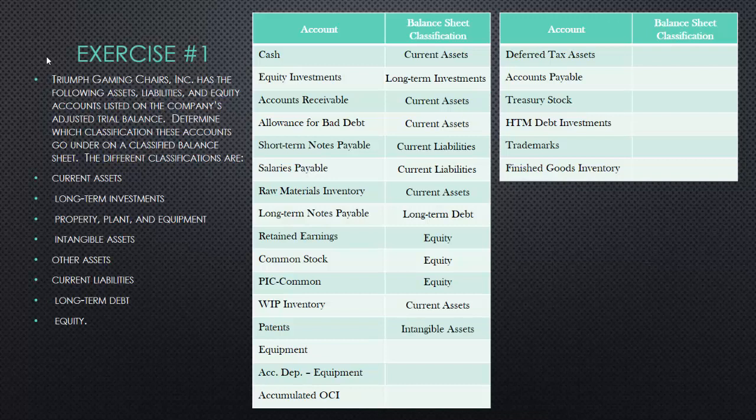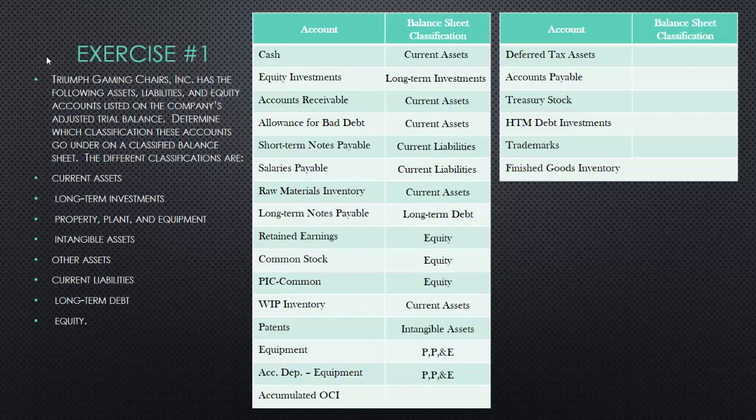We have equipment, which is pretty self-evident and is going to go into property, plant, and equipment. We have accumulated depreciation of that equipment, and just like allowance for bad debt above, that is a contra account tied to another account, so you have to report it in the same section that the account it's tied to appears. If equipment's going to go in PPE, accumulated depreciation of equipment also has to go into our property, plant, and equipment.